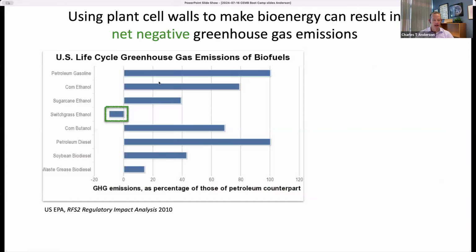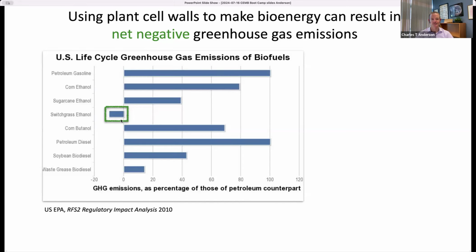So this is a graph where we're comparing the total greenhouse gas emissions as a percentage of petroleum. So petroleum is at 100%. Corn ethanol, which is the primary biofuel that's used in the US today, generates about 80% of the greenhouse gas emissions of gasoline. So it's better, but not that much better. Sugarcane is substantially better. It generates about 40% of the emissions. But if we were to convert something like switchgrass, which is a native grass in North America, into ethanol, we could actually get net negative greenhouse gas emissions.